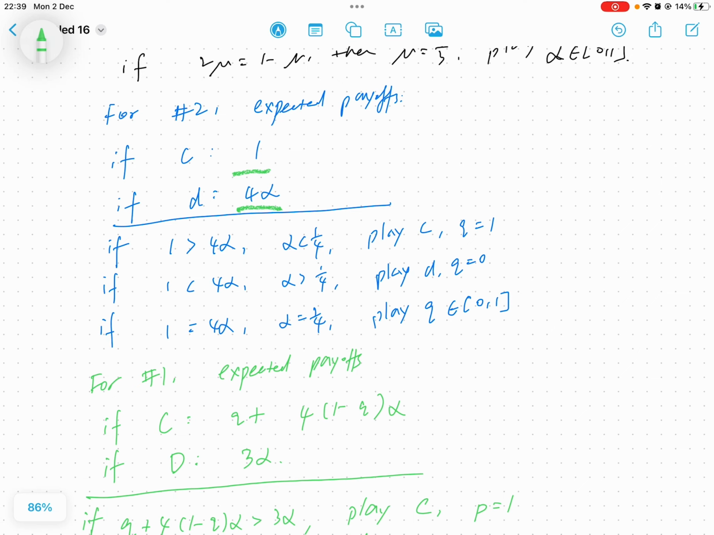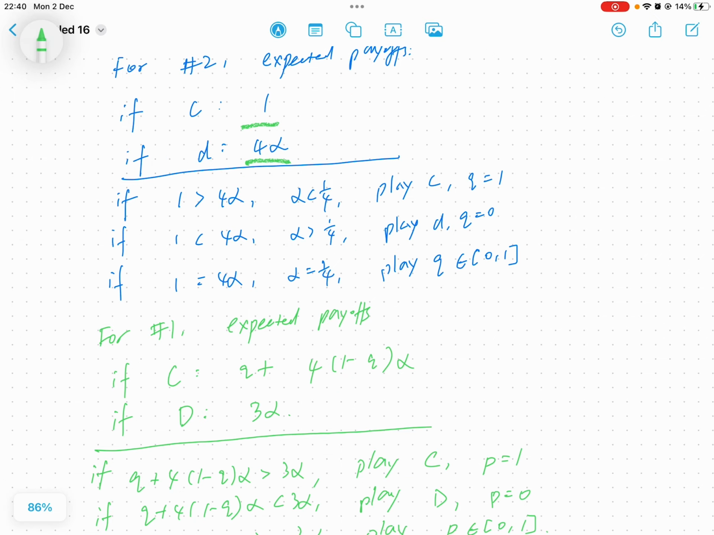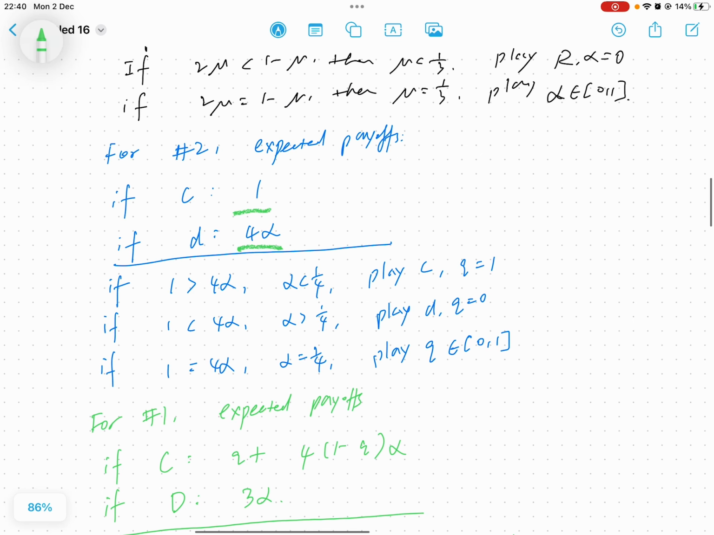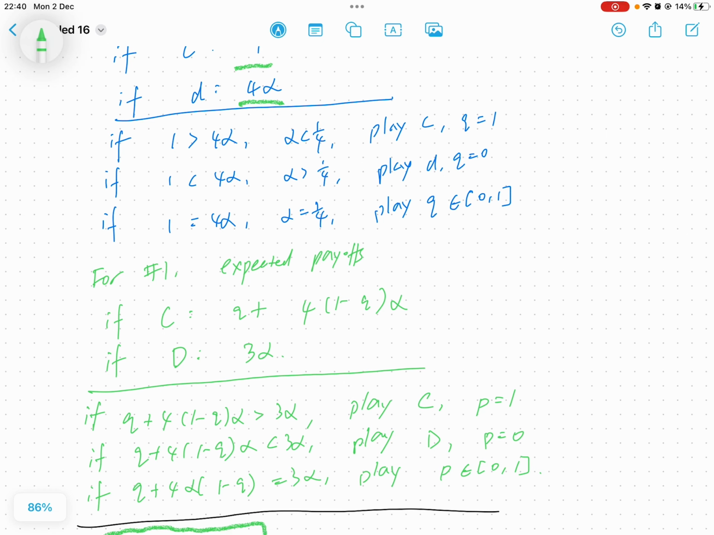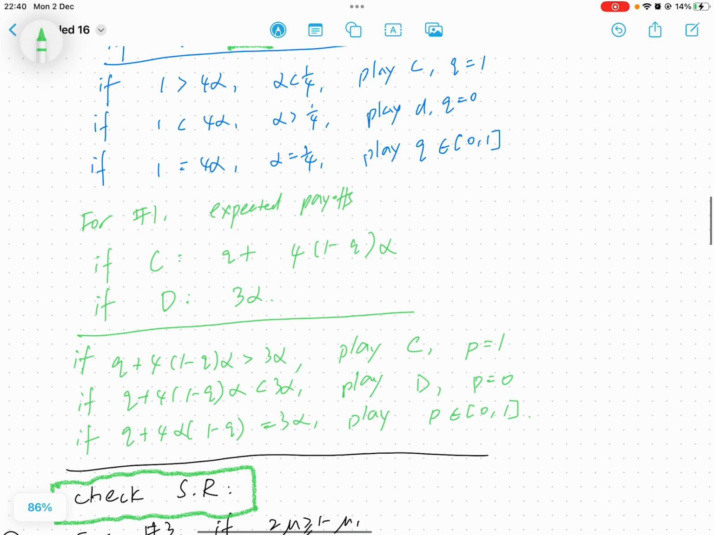So if 1 is bigger than 4 alpha, then alpha is less than a quarter, which means that player 2 plays C for sure. So in this case, Q is 1. Or in the second case, if 1 is less than 4 alpha, then player 2 plays D and Q is 0. If they are equal, then alpha is exactly a quarter, and Q is anything between 0 and 1. So that would be the analysis for player 2.